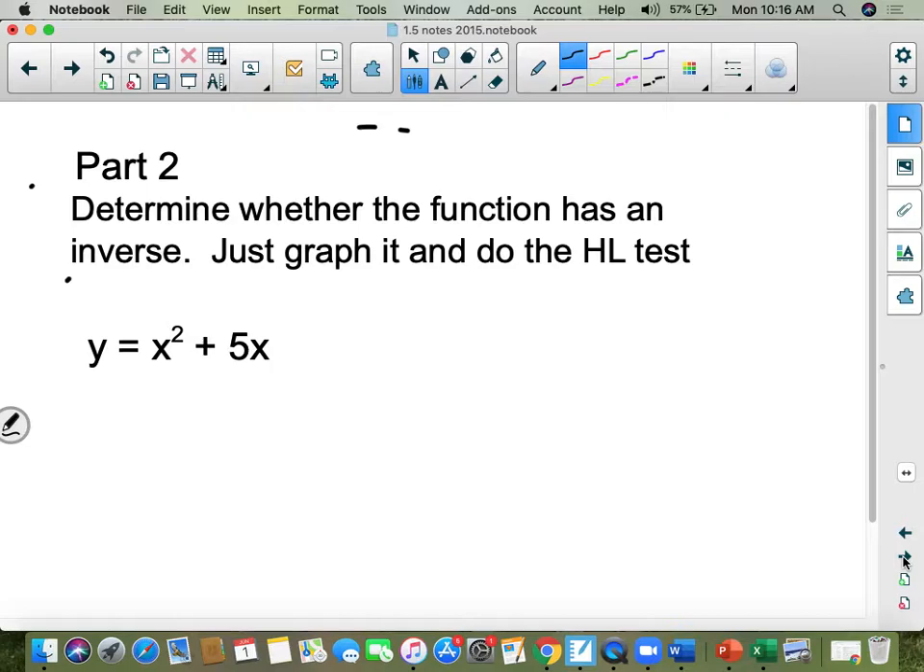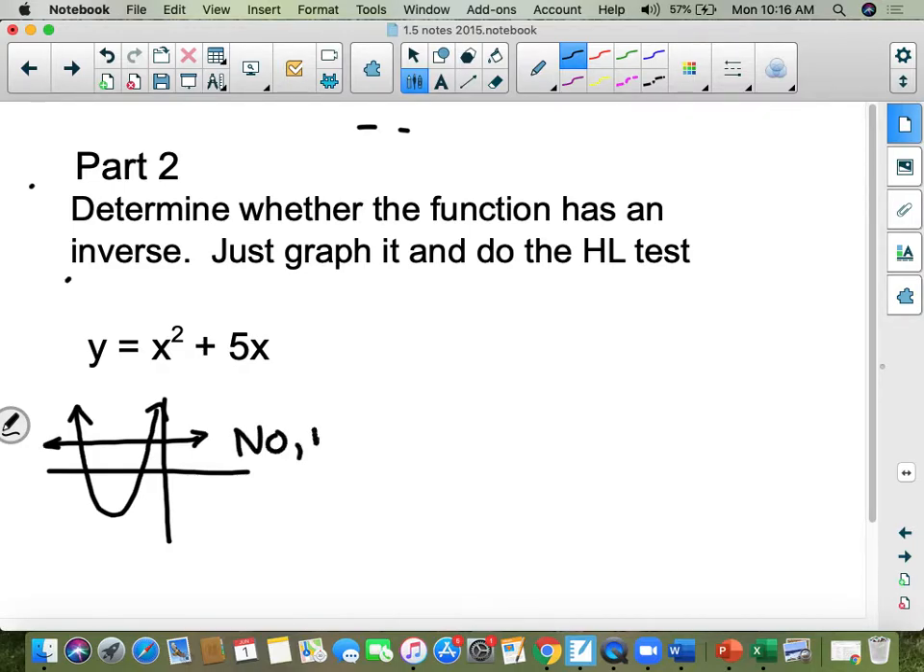If I graph this, you can graph it on your calculator, it looks something like this: x squared plus 5x. And all you have to do is do the horizontal line test. No, it does not have an inverse because it goes through more than once.